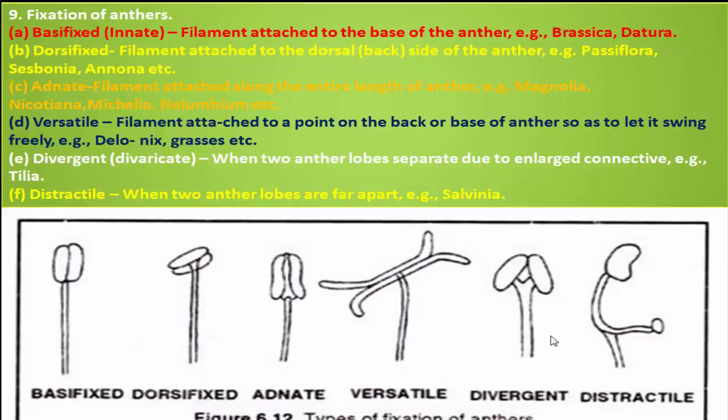This is your divergent, in which the anther lobes are separate due to enlarged connective. It is also known as divaricate. For example, telia. And then comes your distractile, in which the lobes are very far away from each other. So this is the last category, which is known as distractile, and it is seen in Salvinia. So this was all about the anther.